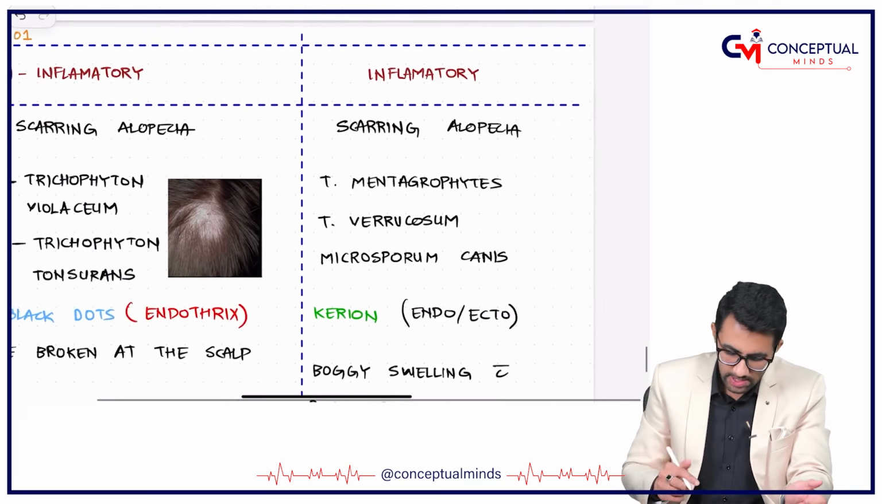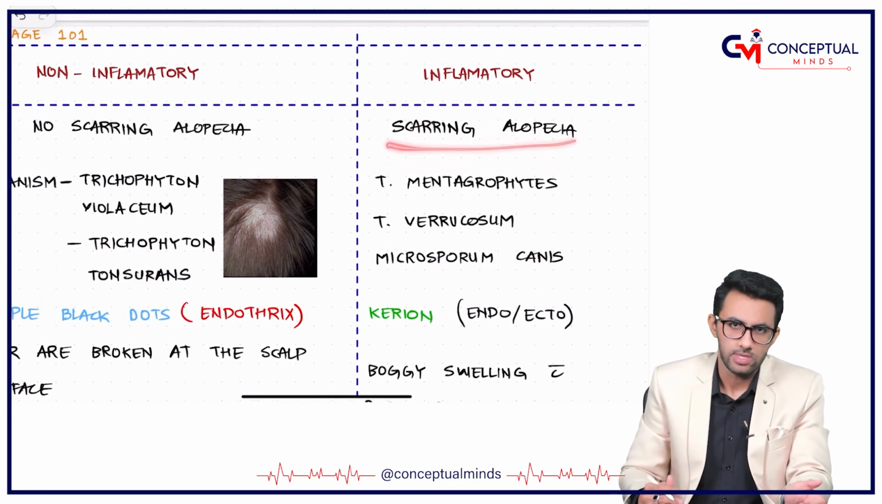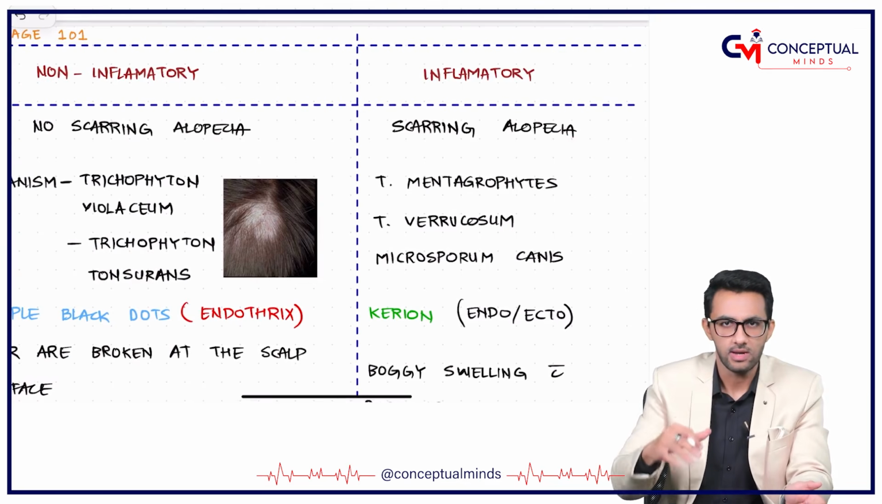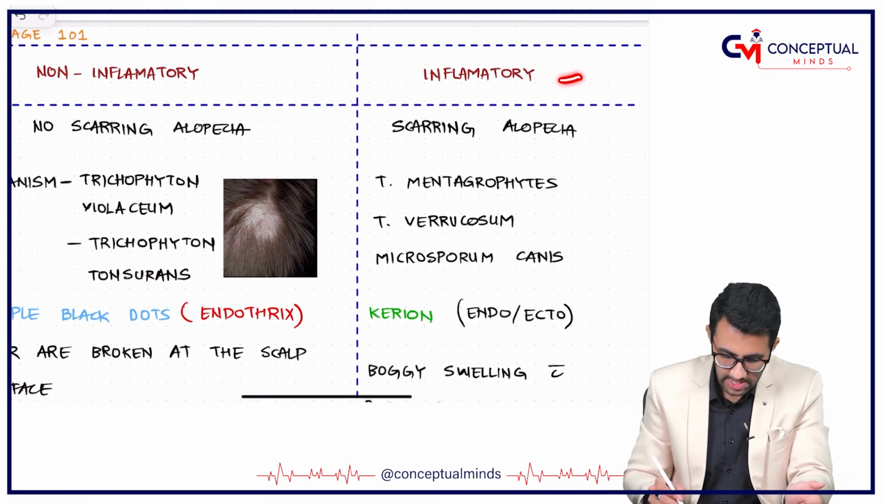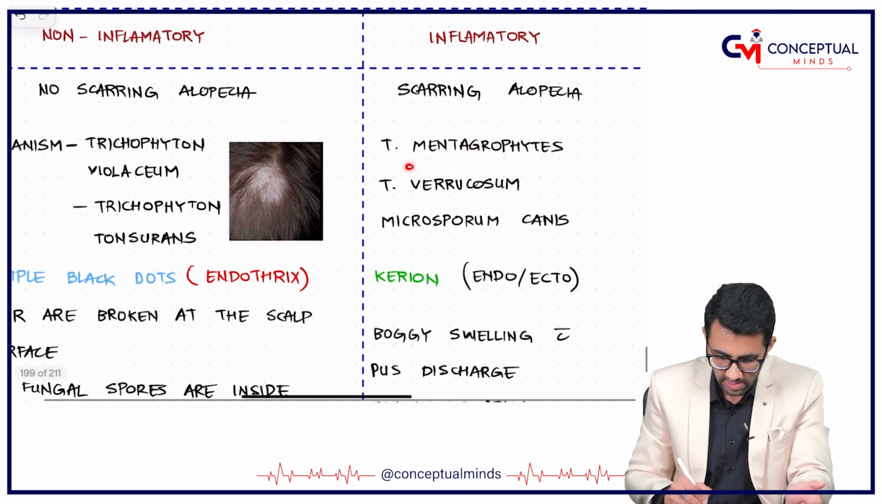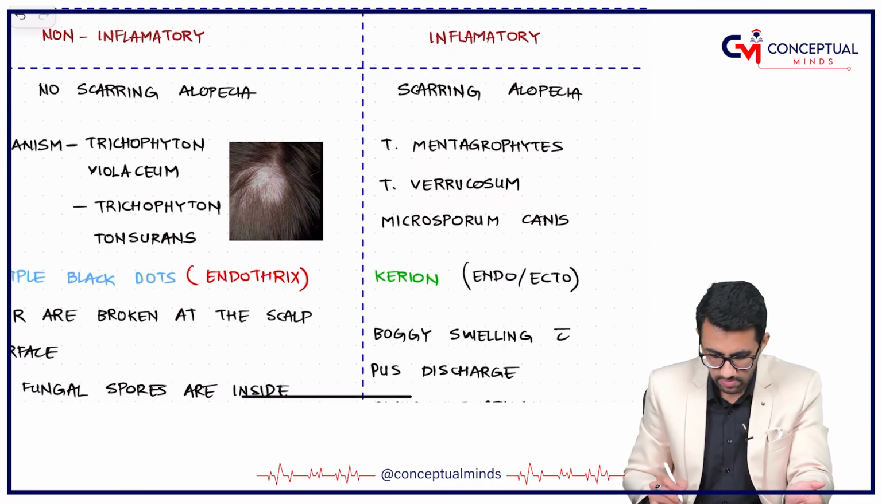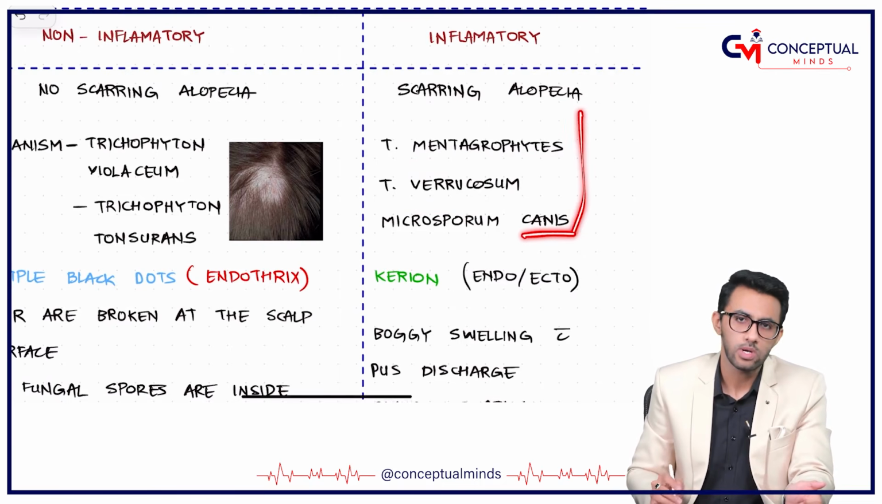Okay, the inflammatory one, yes, this is the scarring alopecia that we have. This is the topic of our discussion. Yes, as pertaining to the disorders of the appendages. Scarring alopecia, who is causing it? Trichophyton mentagrophytes and Trichophyton verrucosum, Microsporum canis. These are the ones who are causing it.